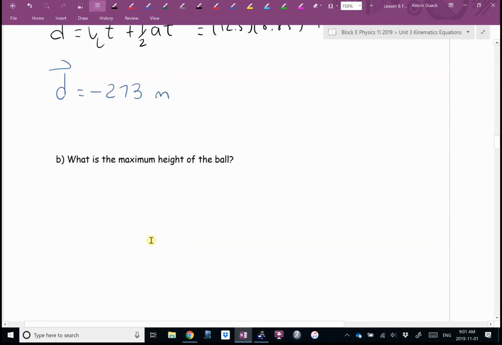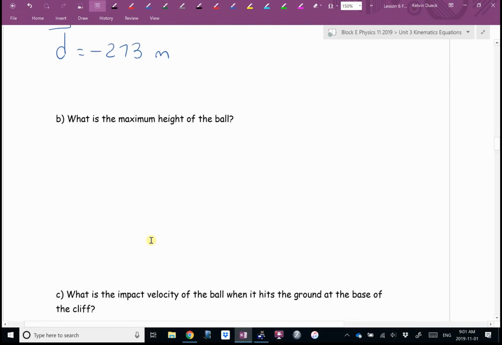B. What's the maximum height of the ball? What's this want me to find? What would height want me to find? Which physics variable would height be? It's going to be a displacement again. Okay. Didn't we just find it? I don't know.